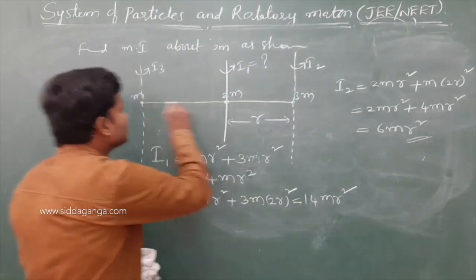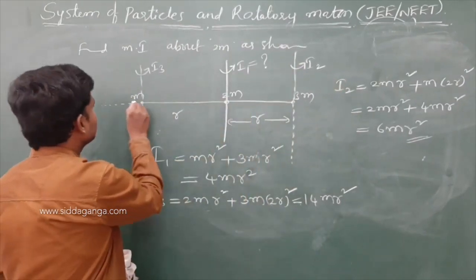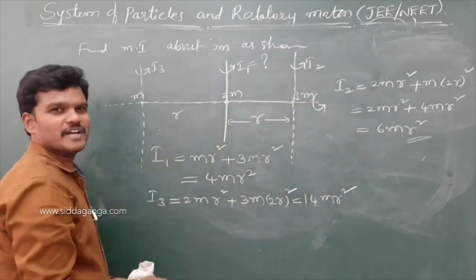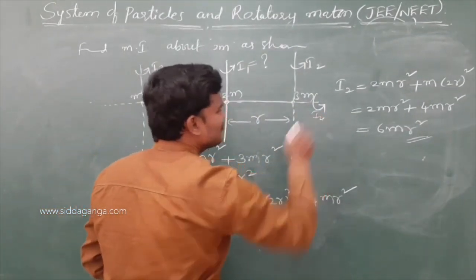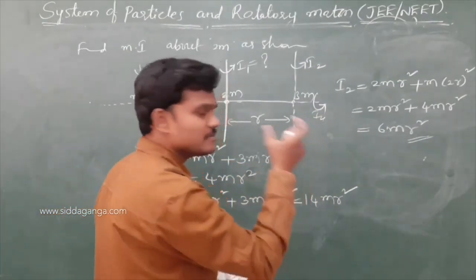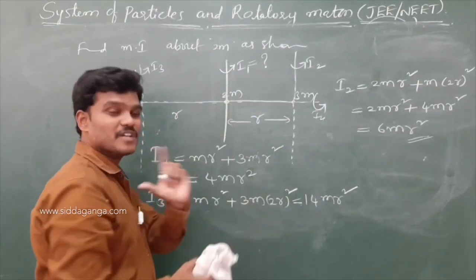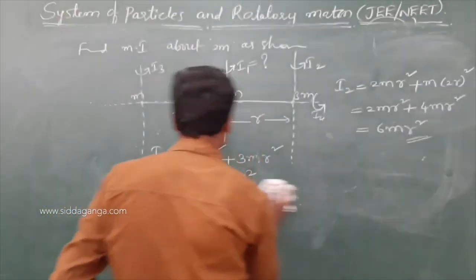If they give one axis like this, where all particles are passing through the same axis, there is no moment of inertia. If they ask you to find something, I4, the answer is 0. So moment of inertia means mass times the square of the perpendicular distance that you observe from the diagram. Problems can be of any type, and these are the simplest questions.